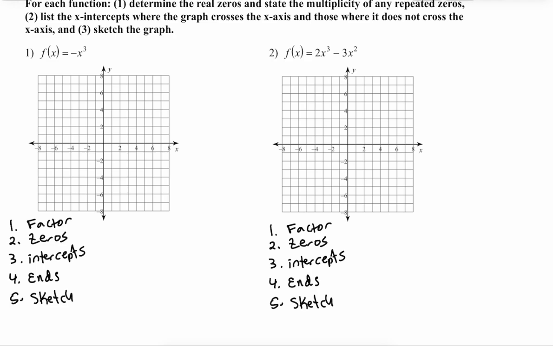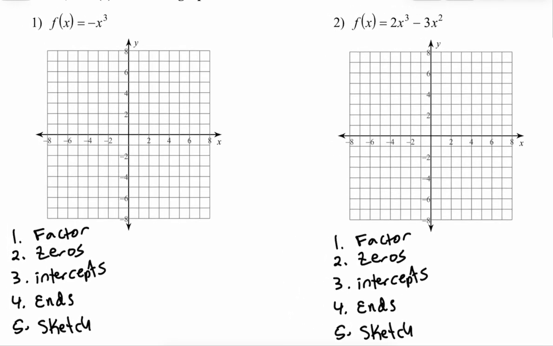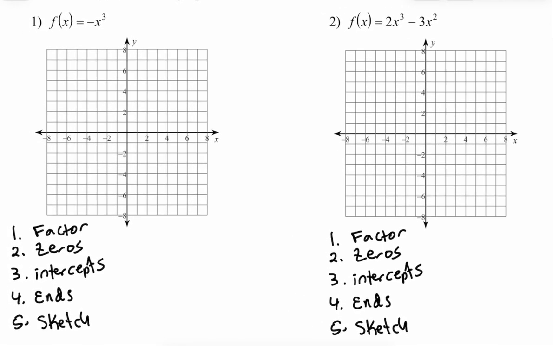Okay. So we're going to make a rough sketch of each of these. So let's take a look at step number 1. Step number 1 says to factor. Now, if it's factored, we're great. This is a monomial. There's no factoring involved. It is what it is. So we don't really have to do step 1.